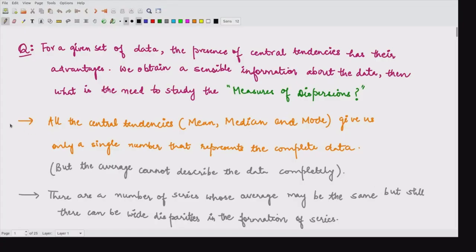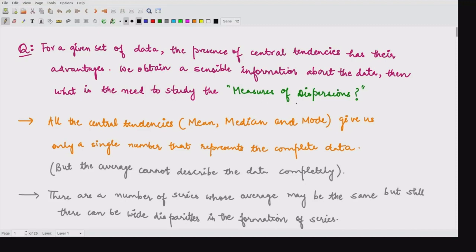So today we shall be discussing the measures of dispersion. Previously we have studied the measures of central tendency. What were those? They were mean, median and mode, and today we will discuss these measures of dispersion.